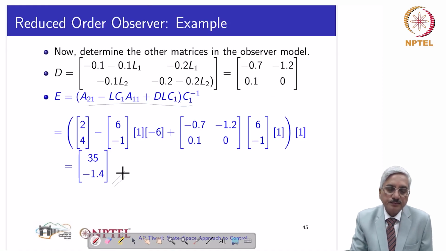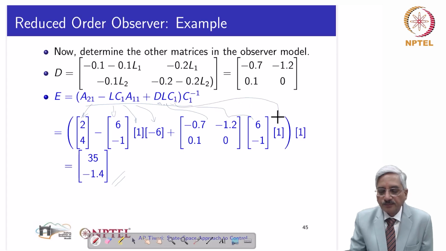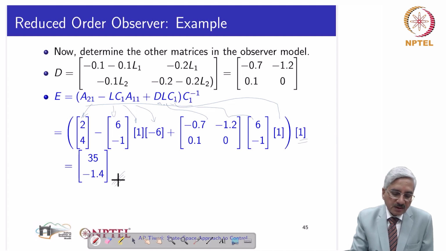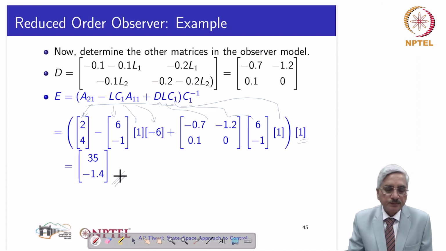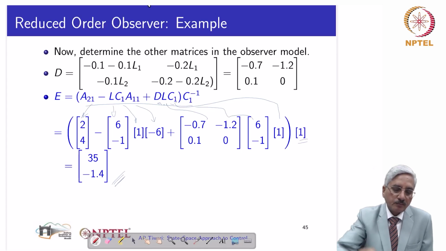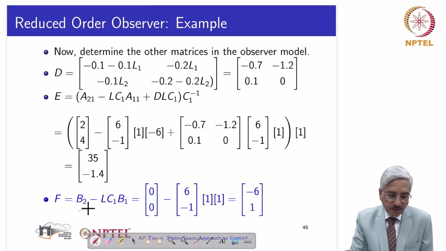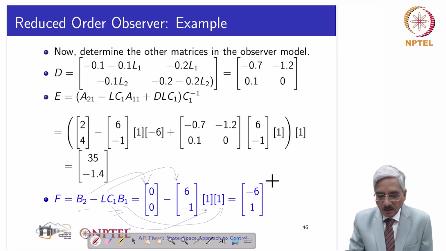It comes like this. So this is A21, this is L, this is C1, this is A11, D, L, C1, this is D again, this is L, and this is C1. And this is C1 inverse. So when we evaluate, it comes as 35 and minus 1.4. Can be checked, verified by you. And F, which is B2 minus L C1 B1. B2 is this, L is this, C1 is this, B1 is this. It gives this one, minus 6, 1. This is F.